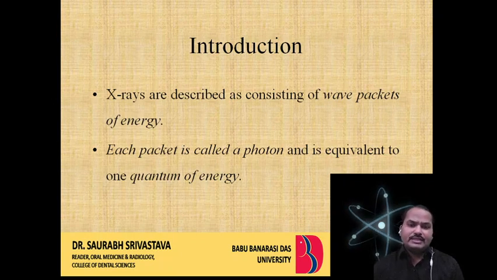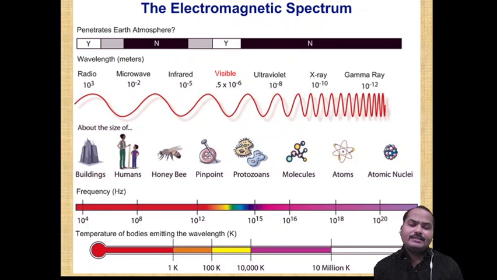So to introduce the X-rays, these are described as wave packets of energy, and each packet is called a photon, which is equivalent to one quantum of energy. X-rays, like other waves, are amongst the electromagnetic spectrum, which has other waves like radio waves, microwaves, infrared waves, the visible light waves, ultraviolet rays, X-rays, and the gamma rays. We can see that the radio waves have the longest wavelength and the gamma rays have the shortest wavelength.